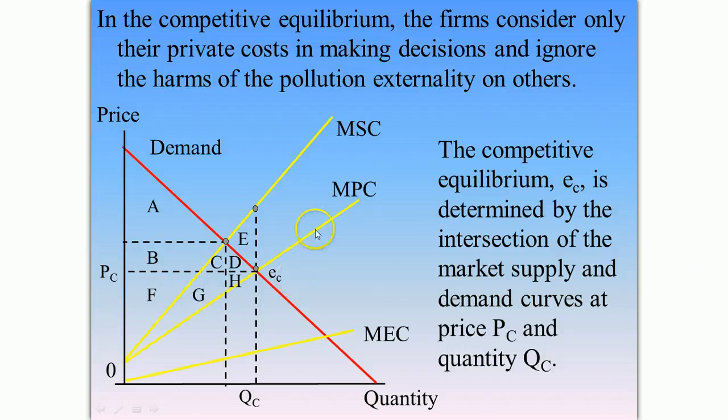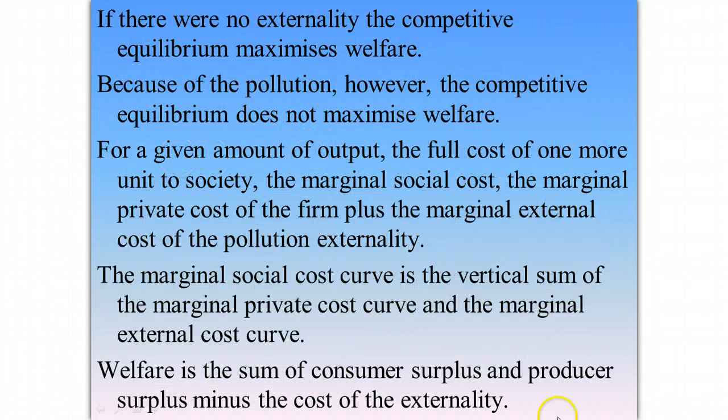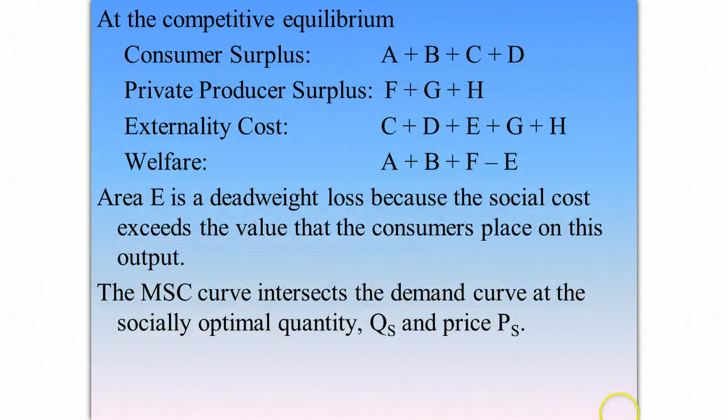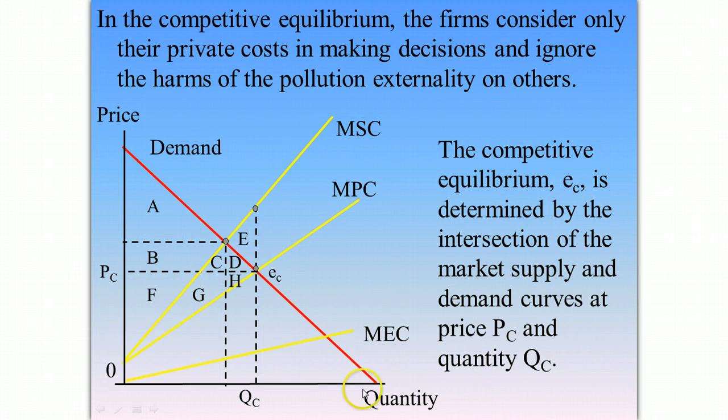The problem with an externality is that this cost curve here doesn't reflect the true social cost. So MSC is the true social cost. So if there were no externalities, the competitive equilibrium would maximise welfare. However, because of the pollution, the competitive equilibrium does not maximise welfare, because it doesn't take the full range of costs into account. So what is the full range of costs? Well, this is the cost of the factors of production. And then we have the marginal external cost, the MEC. This is the cost of the externality.